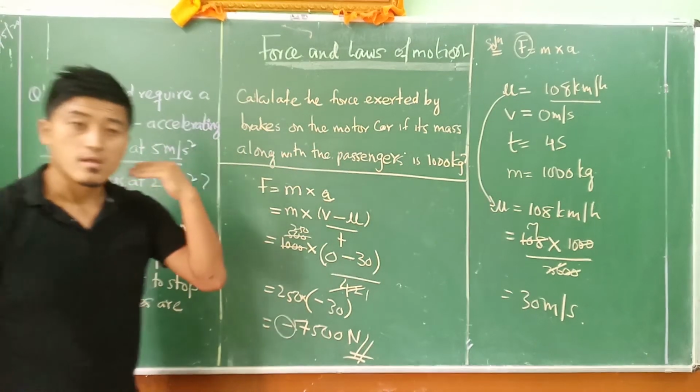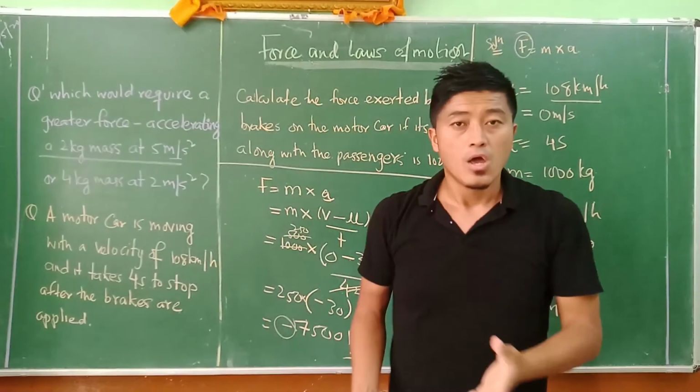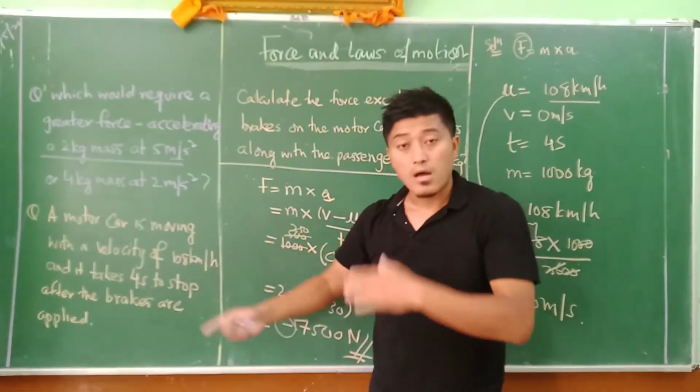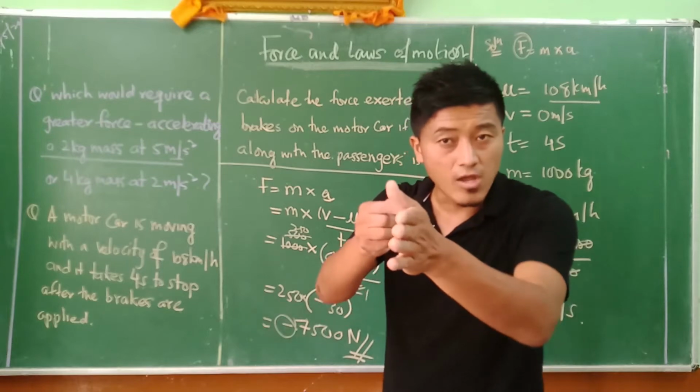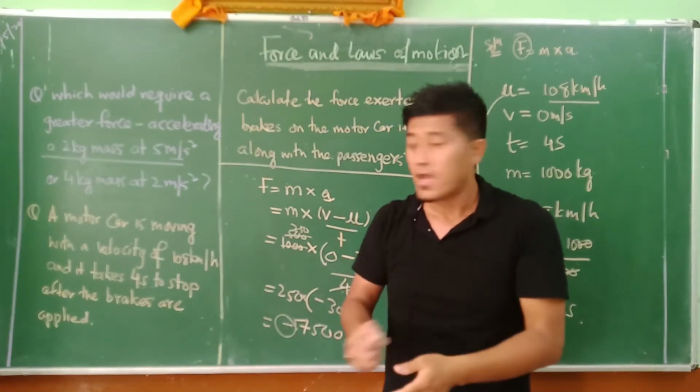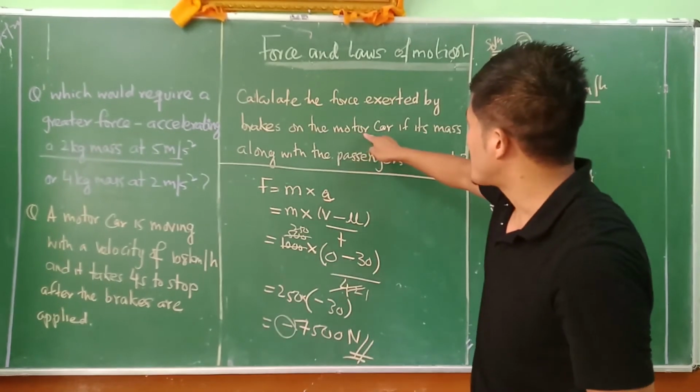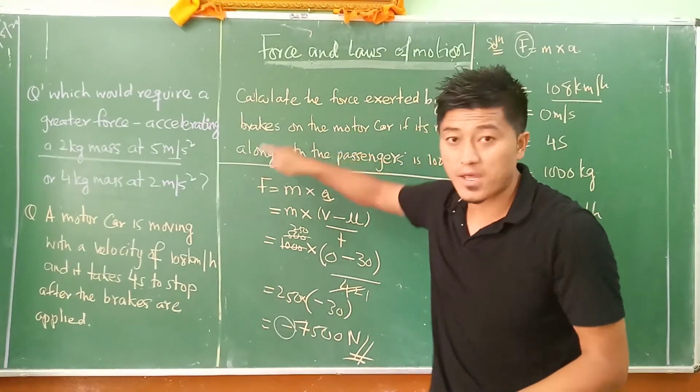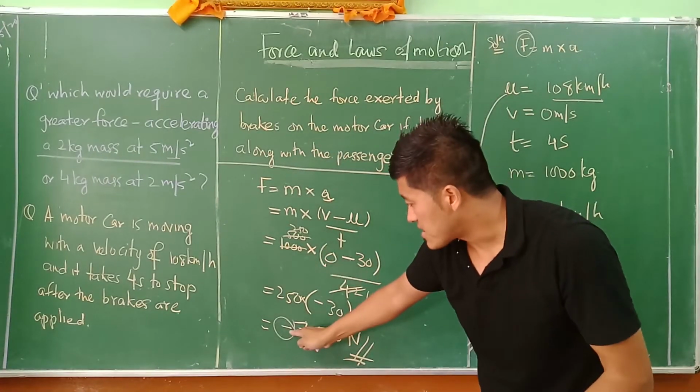That means you will have to understand the question. In this case, a motor car is moving at a very high velocity and suddenly brakes were applied. And what is happening to that motor car? Because of the application of the brakes, the answer is negative.